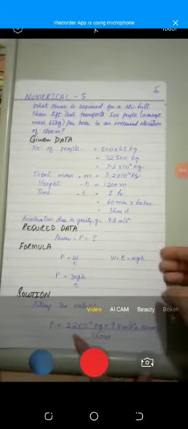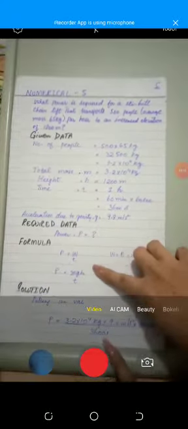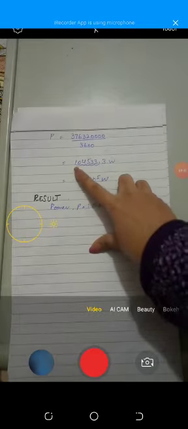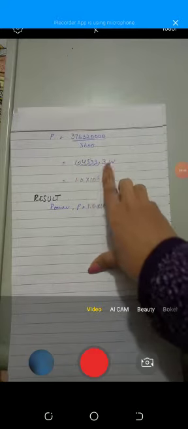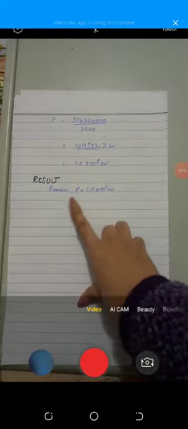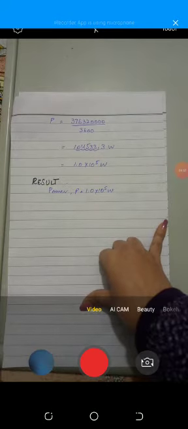Putting in the values of m, g and h, then you multiply, and after that you divide by the time, 3600. So the answer comes 104,533.3 watt. Converted into scientific notation, it comes 1.0 multiplied by 10 to the power 5 watt. The result: power equals 1.0 multiplied by 10 to the power 5 watts. Numerical number 5 is also done.